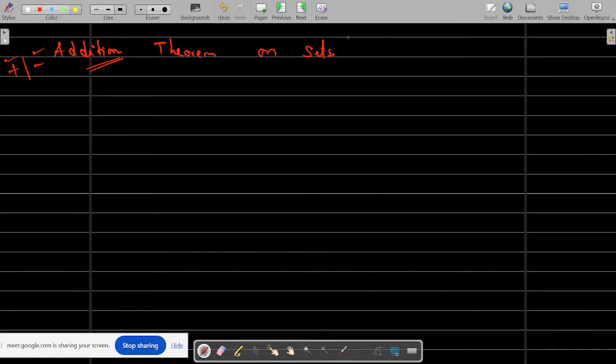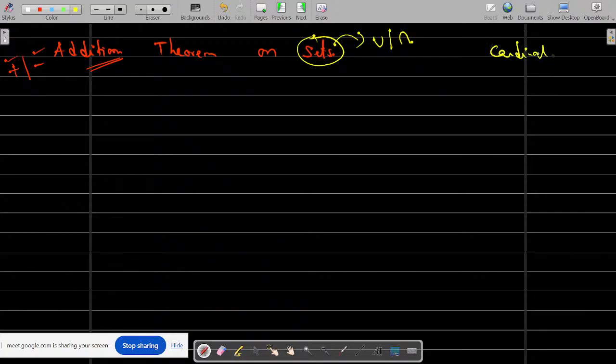But when I talk about sets, I need to talk about operations on sets. We'll be using only two operations here: one is union and the other is intersection. And the focus is not directly on A and B. We are not going to talk about the sets themselves. We are going to talk about the cardinal number of sets.